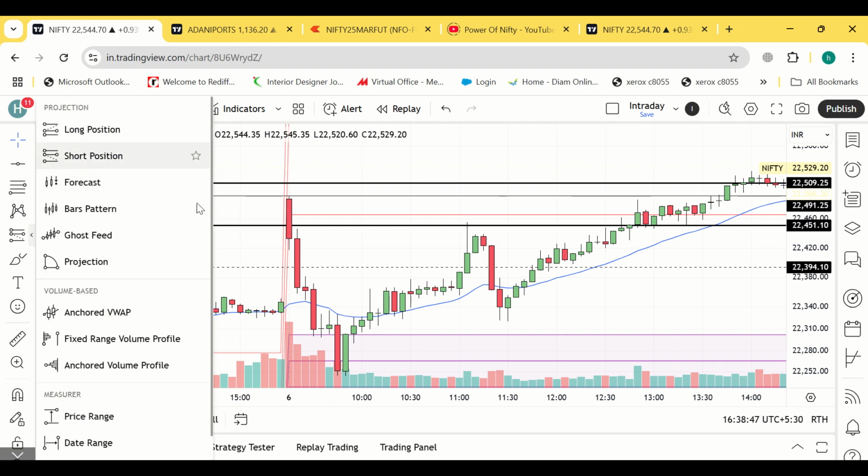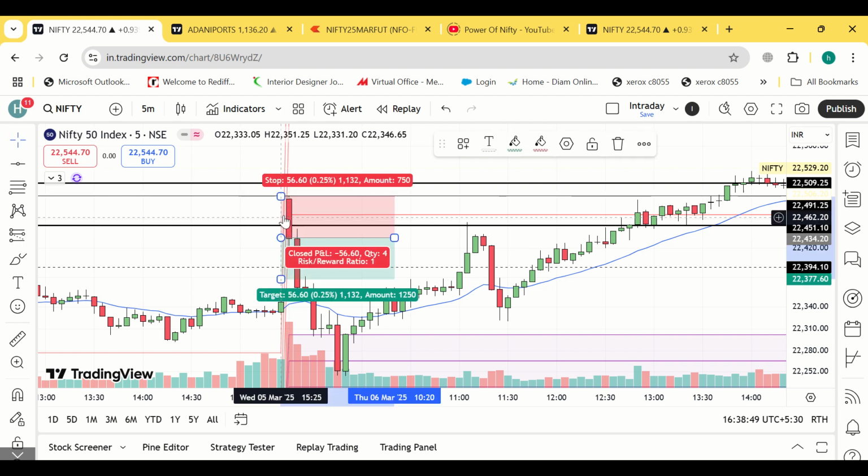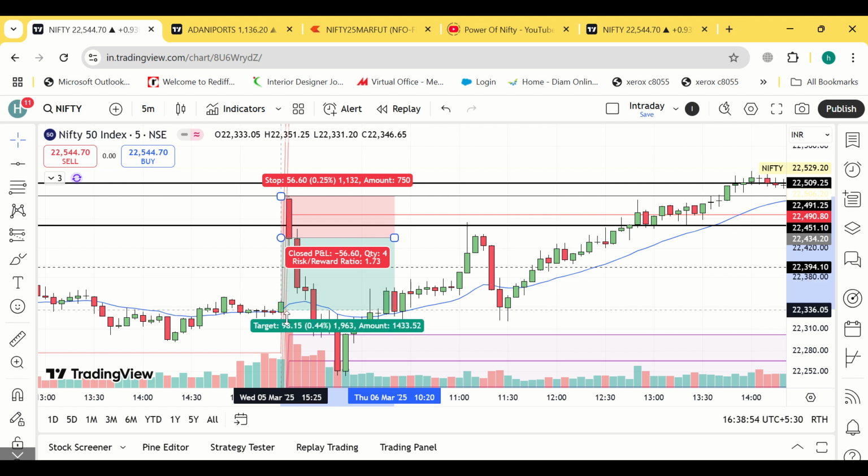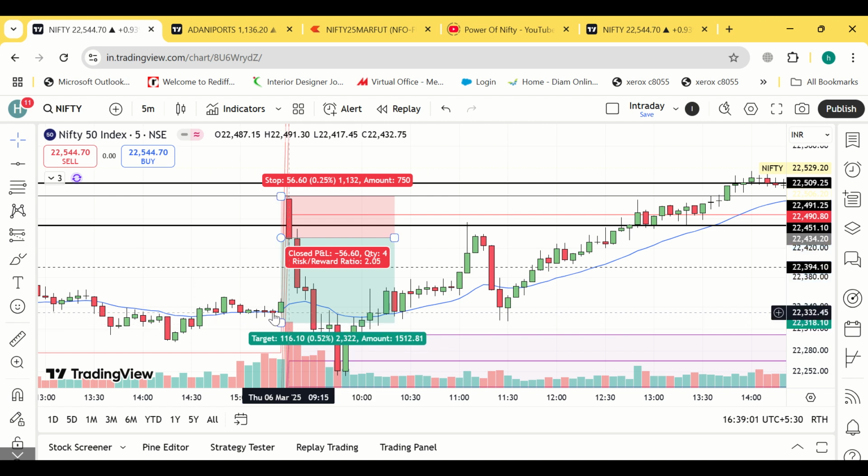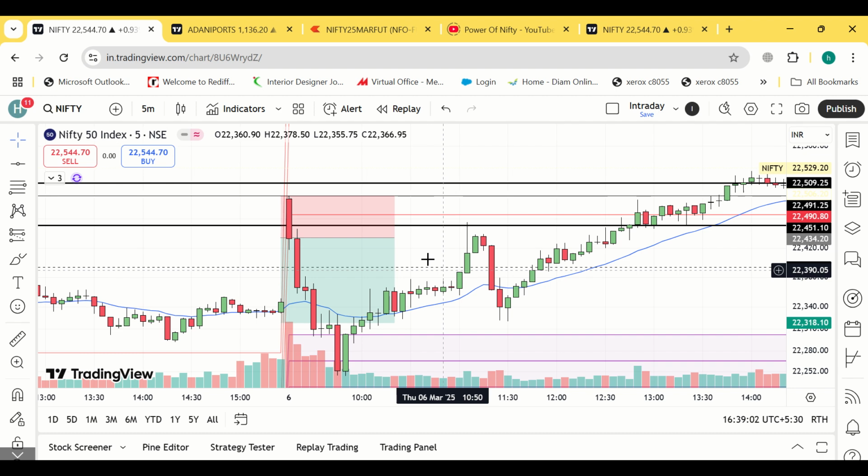So you take a short trade here and your stop loss is above that, and 1:2 is your target. So where is 2? Yeah, 2 is exactly near the CPR. So this is your target. Somewhere here you should get out.